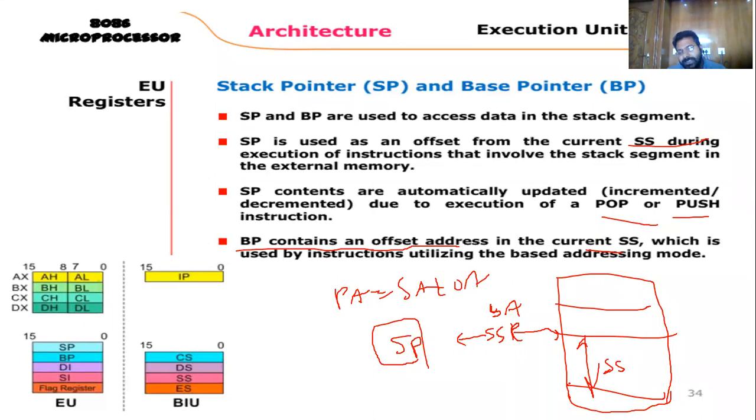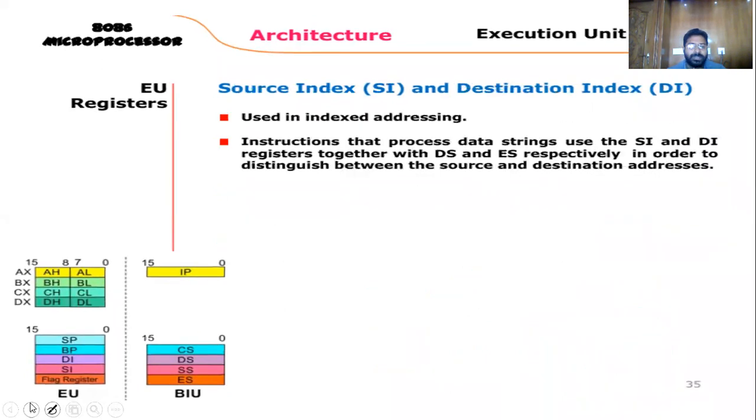Then where is this offset address? This offset address is the 16-bit offset address. Who can generate this 16-bit offset address? Yes, this is by the BP, the base pointer. Like that. So the source index register as well as the destination index register are also responsible for storing the data strings of registers like the data segment register as well as the extra segment register.